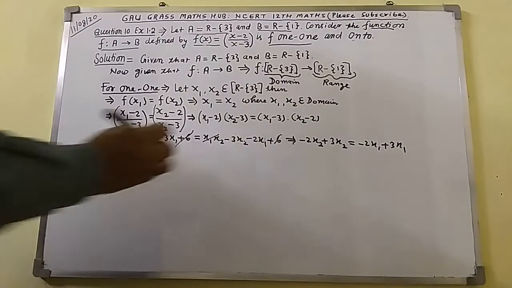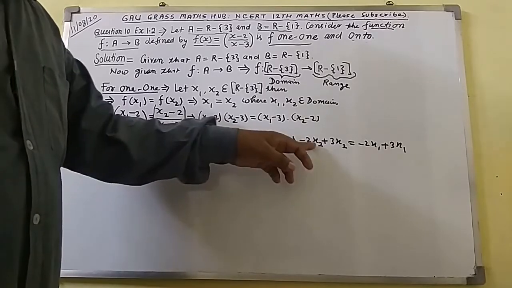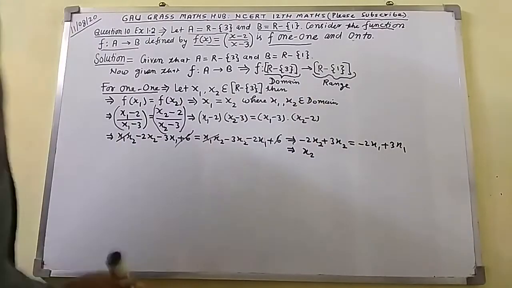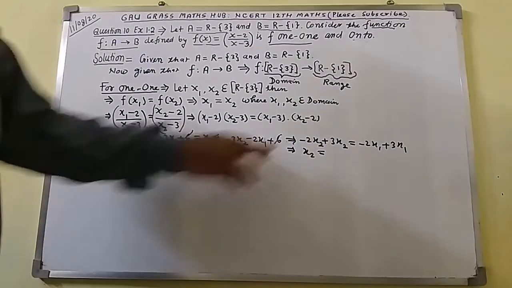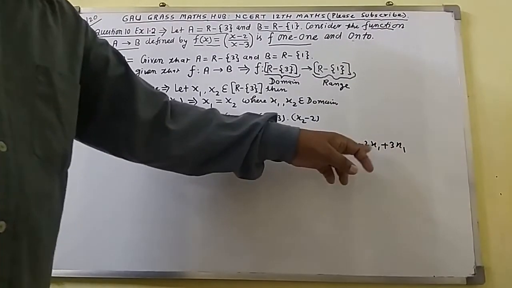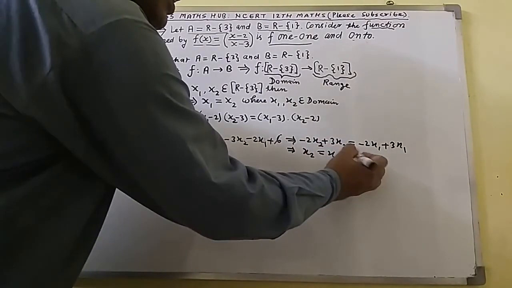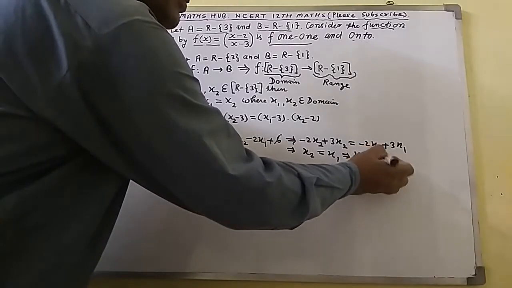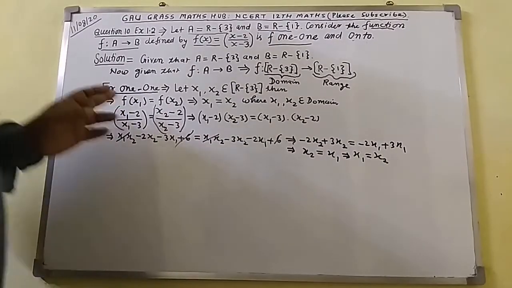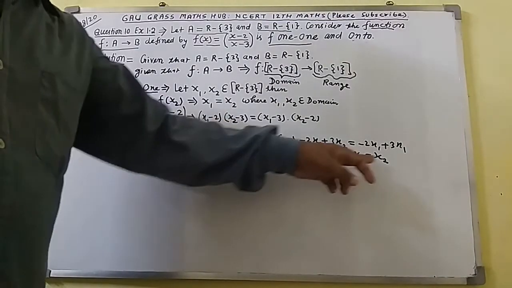So what to do here? Here you can write, imply that, minus 2 f2 plus 3 f2 comes out to f2, equal to, here we will get 3 x1 minus 2 x1, which is x1. So here you have got, implied that, x1 equal to f2. So this you have proved here: f of x1 equal to f of f2, here you have got x1 equal to f2.